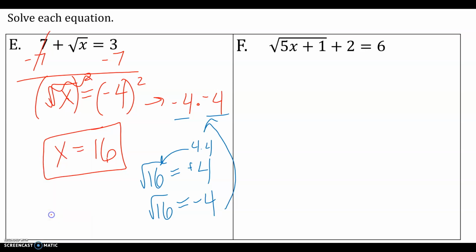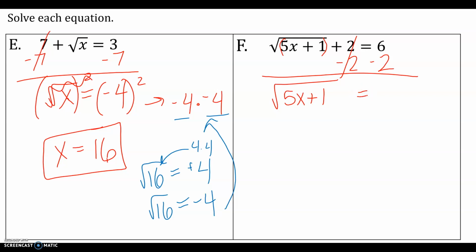So let's go ahead and look at letter F. Now, what's important is maybe putting some parentheses around the 5x plus 1. That is all underneath the radical. So the only number you need to move is this 2 because that's outside of the radical. So if I do that, this is what I have. And also being very neat with these problems is helpful. And 6 minus 2 is what? 4.